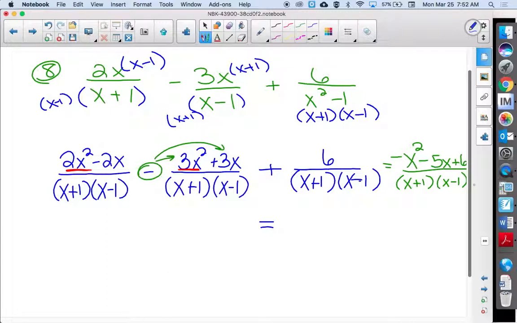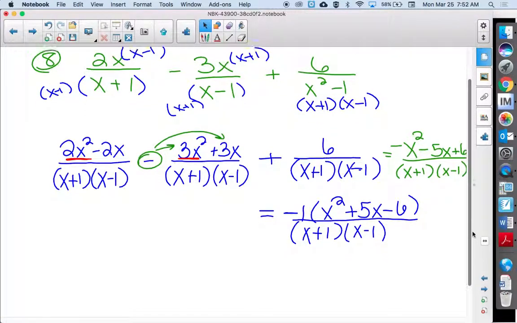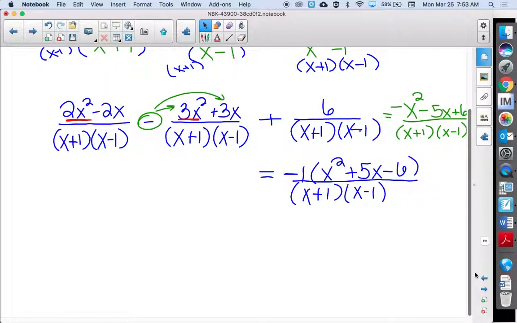Yeah, we can factor out a negative 1. So we have a negative x squared, so let's pull out a negative 1. So that makes a positive x squared, a positive 5x, and then a minus 6. And then x plus 1, x minus 1. Is there anything else we can do with the numerator?